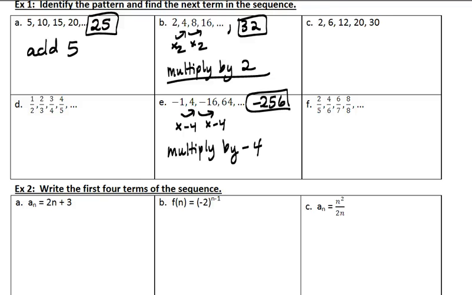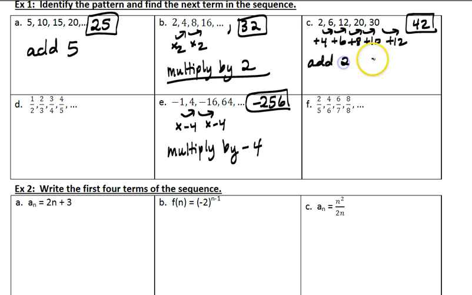Let's look at C. You might be thinking, it's not multiplying or adding anything specific. In this one, actually, the pattern is every time it's adding something that's 2 greater than the previous thing it added. So the next time I would add 12, making the next term 42. I'll describe that in words: add 2 more than added previously.